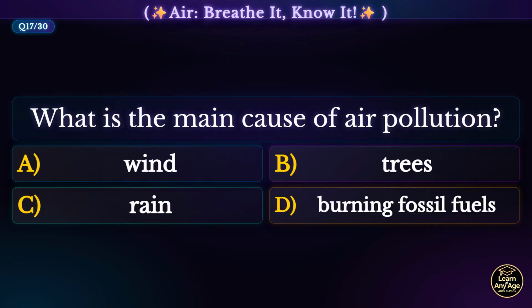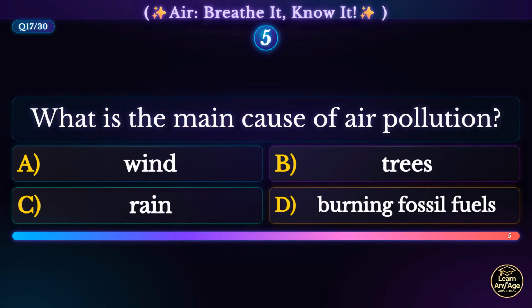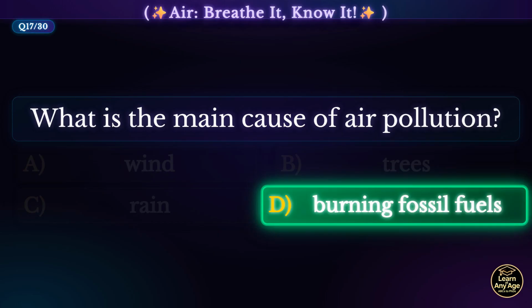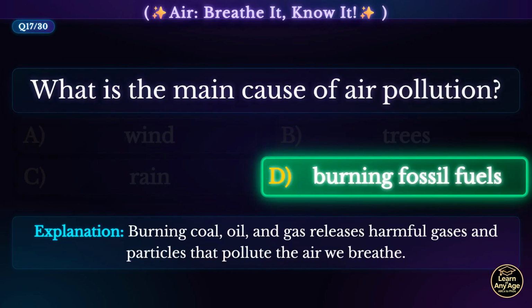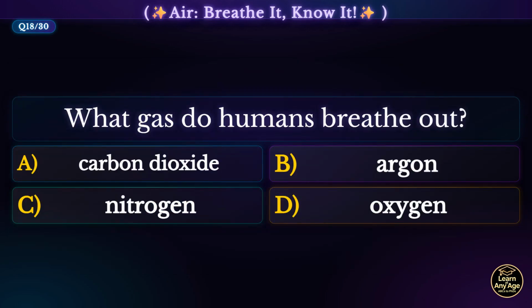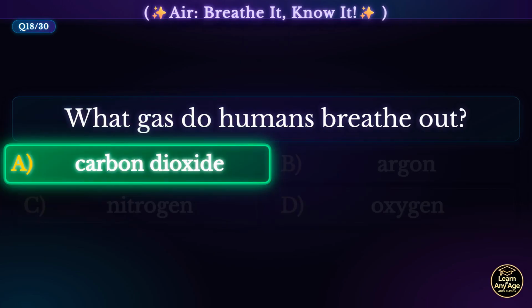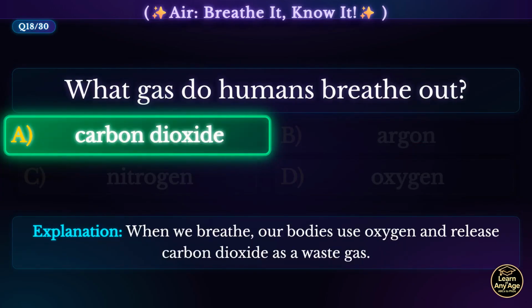What is the main cause of air pollution? Burning fossil fuels. Burning coal, oil, and gas releases harmful gases and particles that pollute the air we breathe. What gas do humans breathe out? Carbon dioxide. When we breathe, our bodies use oxygen and release carbon dioxide as a waste gas.